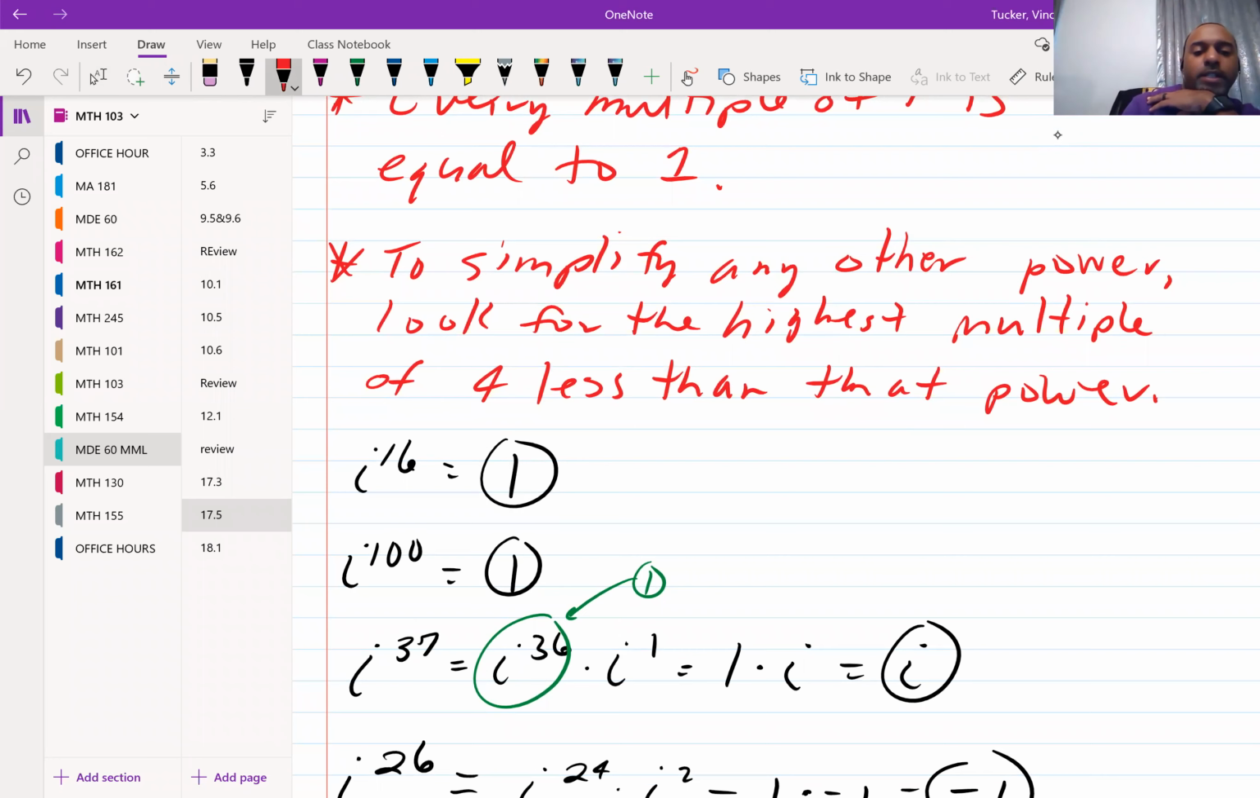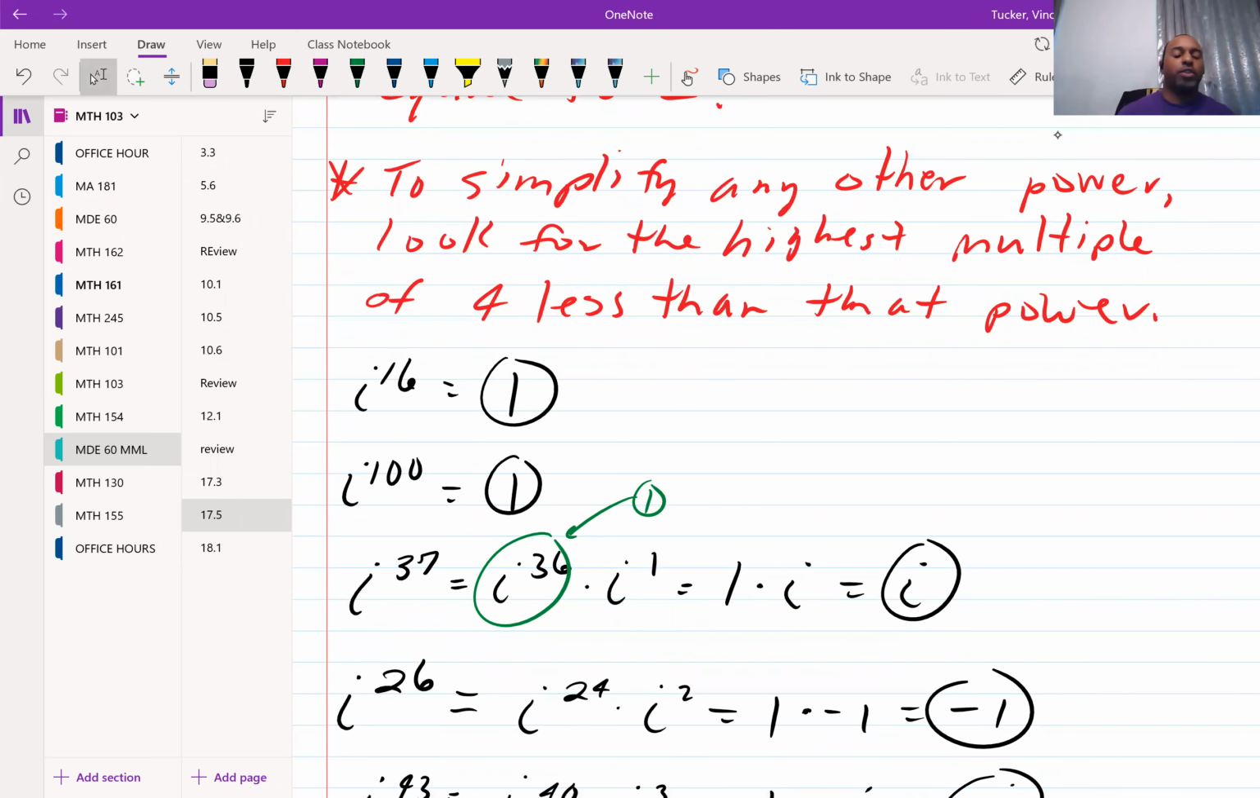Now, let's say I have I to the 37th power. That's not divisible by 4, so what I do is look for the largest number that's divisible by 4 and less than that power. 36 would be the highest number under 37 that's divisible by 4. So I break it up into 36 and 1. 36 plus 1 is still 37. But I to the 36, because it's a multiple of 4, is going to give me 1. And then I'm left with just I. So that result would be I.